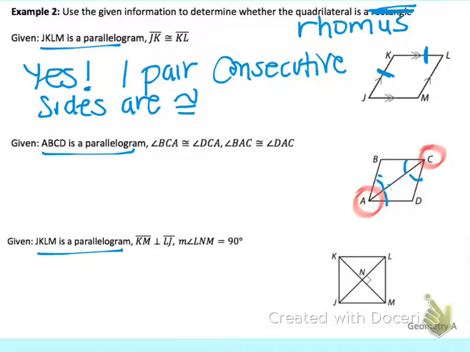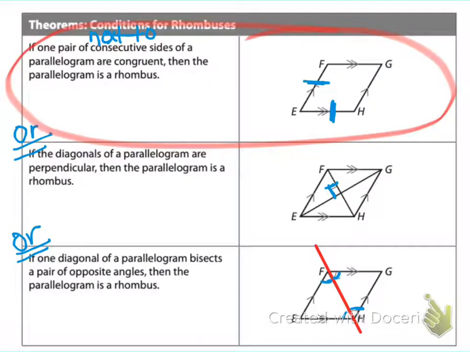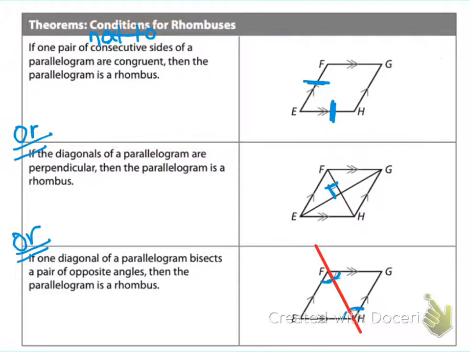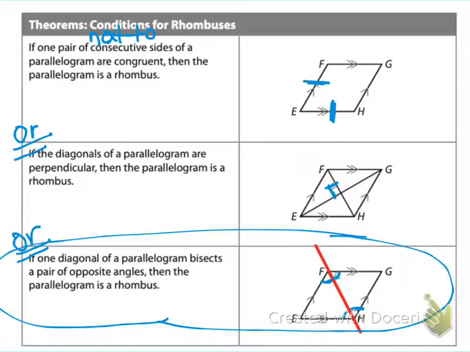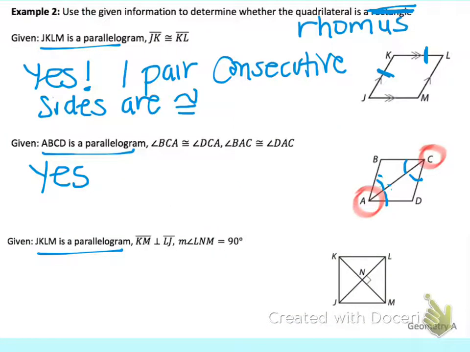I'm definitely seeing more yeses than nos, and in fact this is a yes. This is another one of the yeses, and I can show you if you look at the theorem. The one that supports it is this one down here. If one diagonal of a parallelogram bisects a pair of opposite angles, then the parallelogram is a rhombus. And that's exactly what's going on here, because this diagonal acts as a bisector to those two opposite angles, and that means that it meets the criteria.